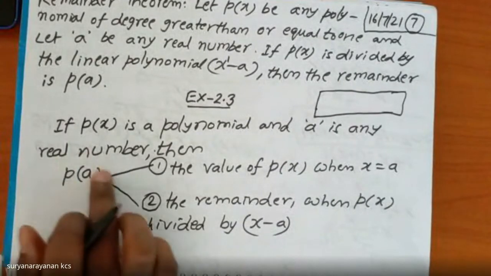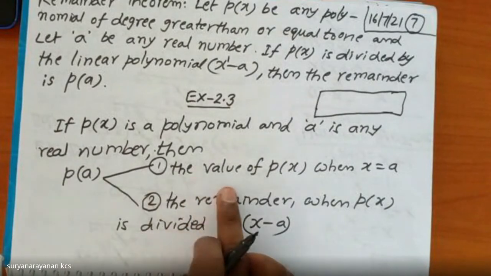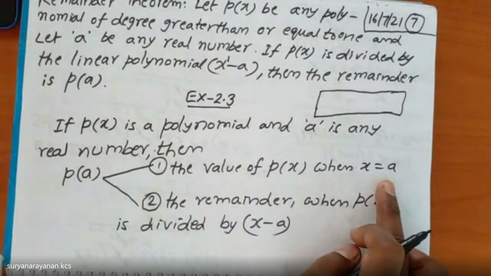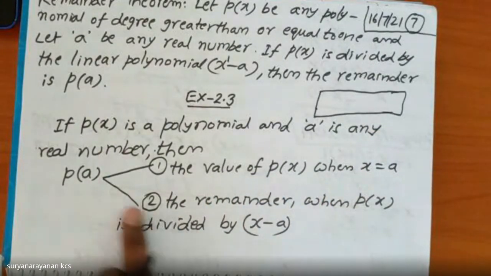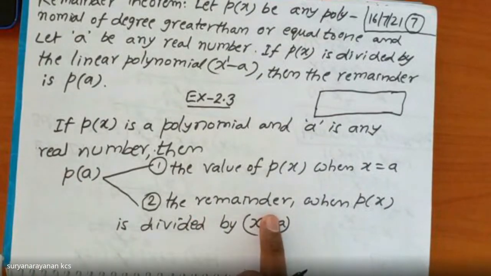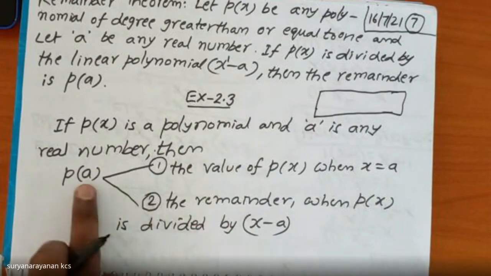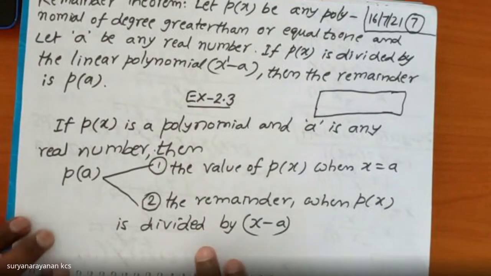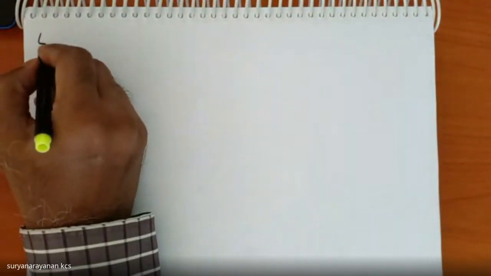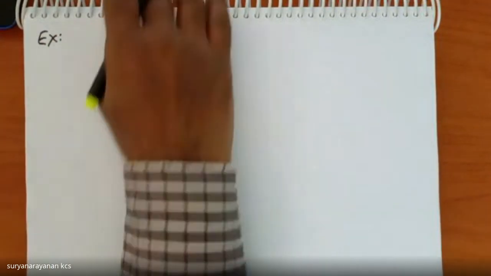Similarly, here P of A has two different meanings. One meaning is the value of the polynomial P of X when X is equal to A. And the other meaning is P of A denotes the remainder when the polynomial P of X is divided by X minus A. Now, in this exercise, we take this second meaning. Understood this point, my children? Now, come to this question. How to find the remainder when a polynomial is divided by another linear polynomial?